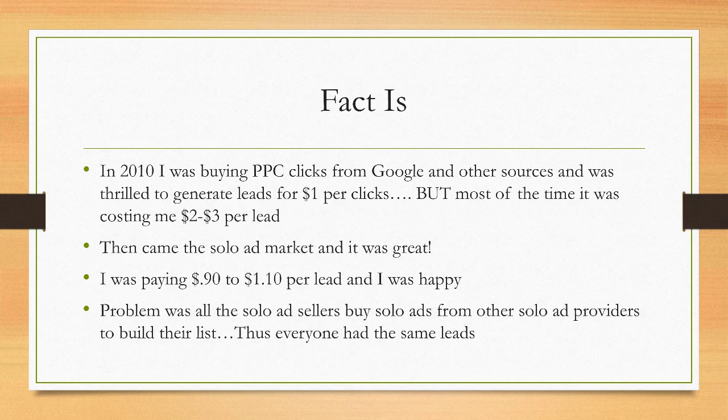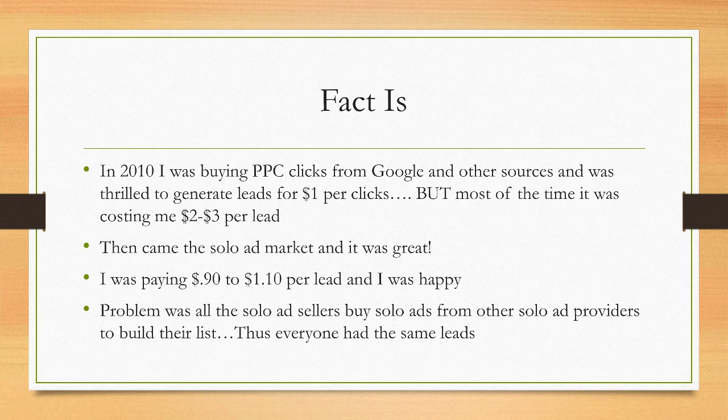So the fact is, back in 2010, I was able to buy pay-per-click ads from Google and other sources, and was thrilled to generate leads for $1 per click. But most of the time, it was more like $2 to $3 per lead. And I didn't really make much money unless I was generating about a $5 per lead profit is the way I'd look at it. So I'd go out and say, if I spend $1 per lead and I make $5 off that lead, then I was really happy. That's a very good ROI, actually. When I started paying $2 to $3 per lead, I was covering my costs and making a little money, but I wasn't too thrilled. That was 7 years ago.